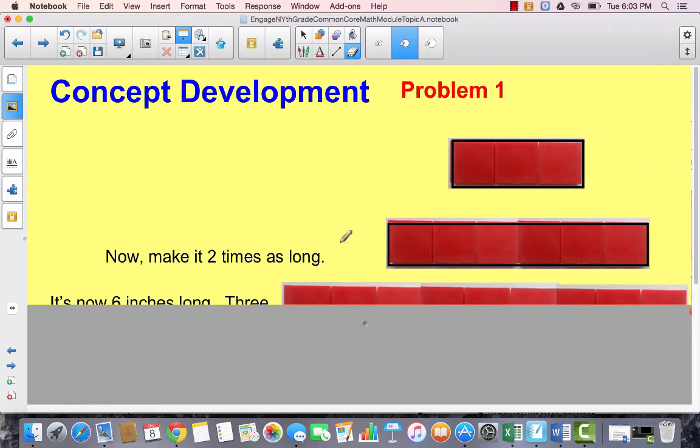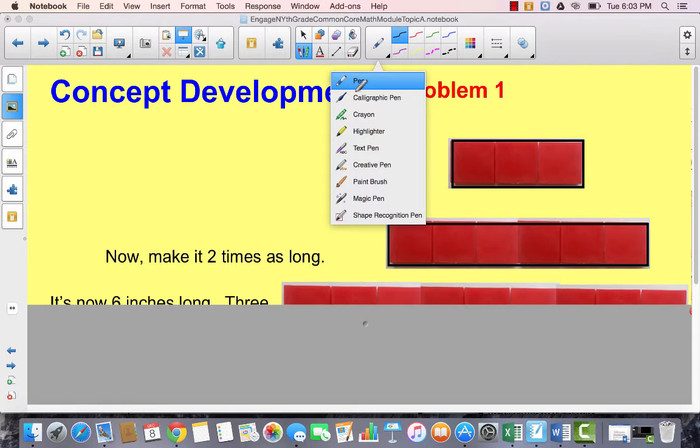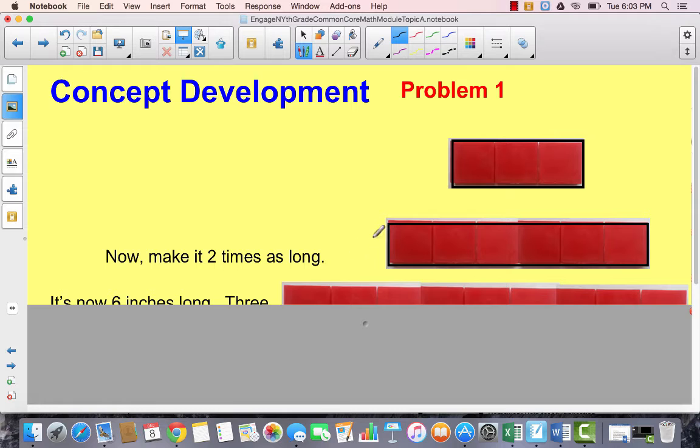It's twice as long. So let's talk about the dimensions. We know that the width is still 1, so I'm going to keep that as 1. The width is still 1, but the length is no longer 3 like it was before. It's twice as long. So now it's 3 and 3, so it is 6. This is a multiplicative comparison. If you say 2 times as long, you are comparing using multiplication. And if you'll notice, 3 times 2 is 6. That is a multiplicative comparison.